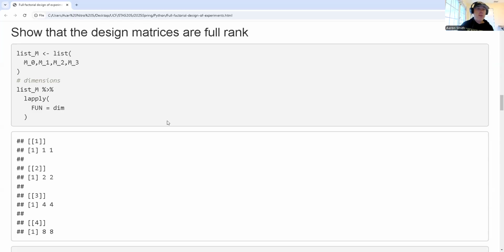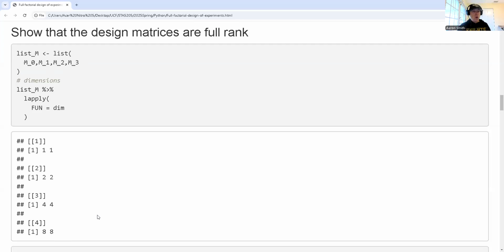So I want to verify it. I want to prove to you that this is actually the case. So what I'm going to do is set up a list of all these matrices. I'm going to show you all the dimensions, then I'm going to show you all the ranks. All right, so here with the dimensions, I can see that for my 0 factorial, 1 factorial, 2 factorial, and 3 factorial, we have dimensions 1, 1, 2, 2, 4, 4, 8, 8.